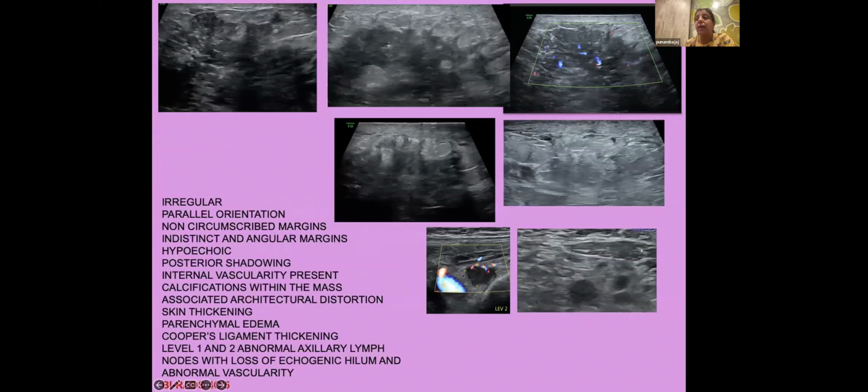And there's level 1 and level 2 highly abnormal nodes, like I described just now, with loss of echogenic hilum and abnormal vascularity. That will complete your entire report. You have to mention each of these. Okay. And then say that it is a BIRADS 4C or a 5, nothing less than that. If you get back a benign biopsy, it will be considered discordant.